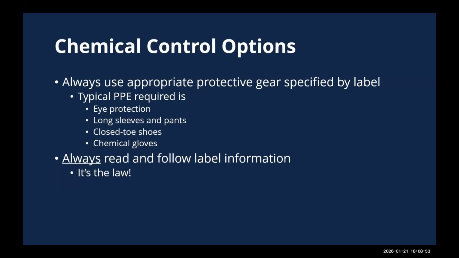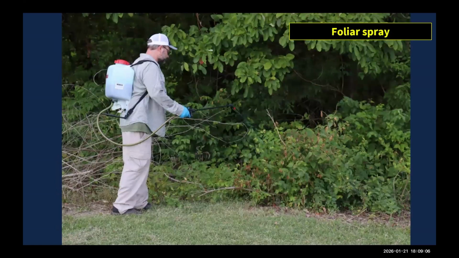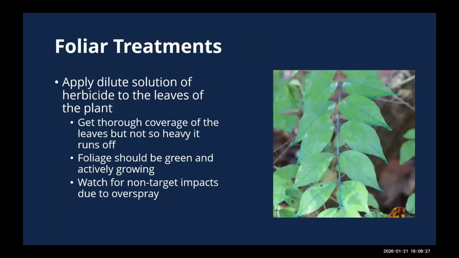But each herbicide will have its own required protective equipment, and so you always have to read and follow the label on those. And that's any kind of herbicide you're using. But there's certainly some techniques that we use pretty frequently with invasive woody plants. One would be just a basic foliar spray. So that's where you are spraying a dilute formulation of herbicide onto the leaves of the plant. And then the leaves would then absorb that herbicide and translocate it throughout the plant and eventually kill the plant.